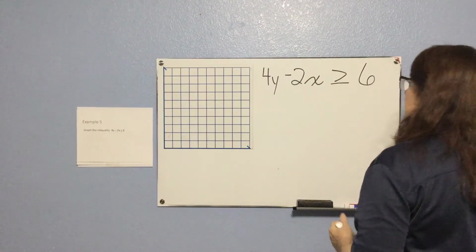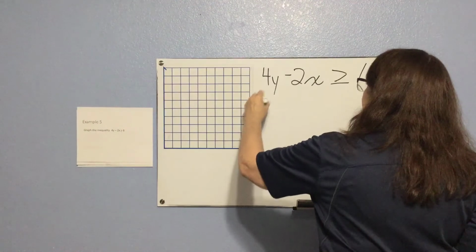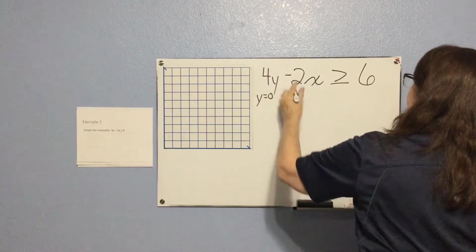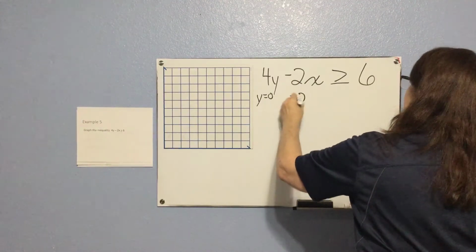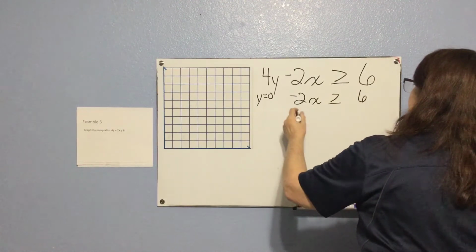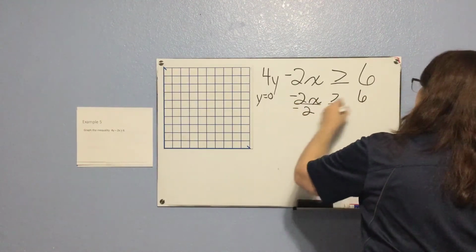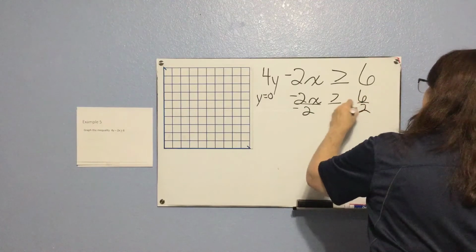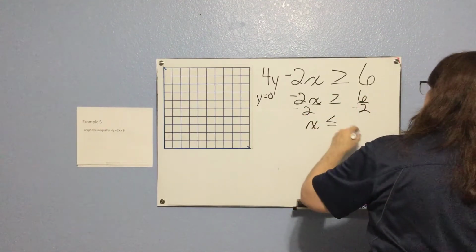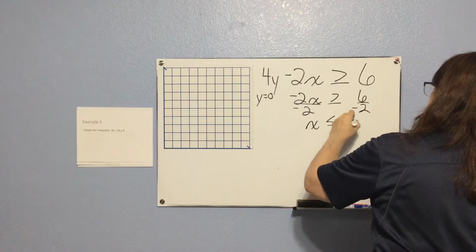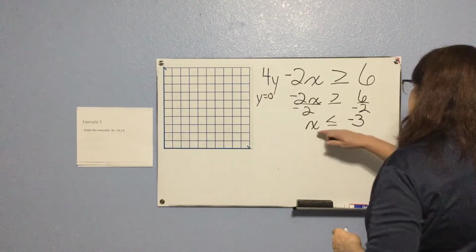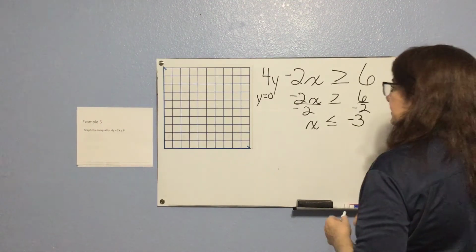So what I'm going to do is start off by letting y equal 0. So if y is 0, this whole part is gone, and I have negative 2x greater than or equal to 6. And then I divide by negative 2. So I have x less than or equal to negative 3. And what I'm really interested in here is the part where x equals negative 3.